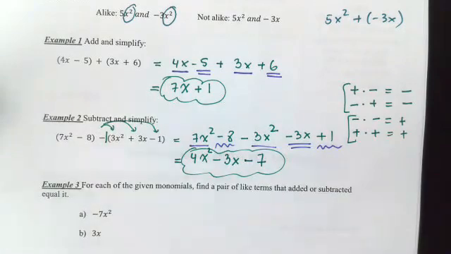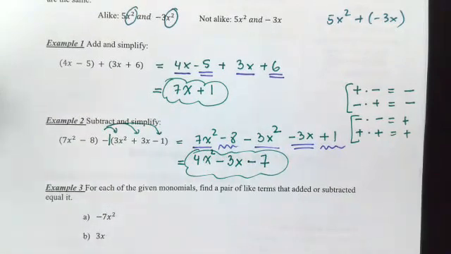So if you have brackets, you get rid of them first, and then you just look to see how many like terms you have, and you put them together. That's called simplifying. Yeah, BEDMAS, right?